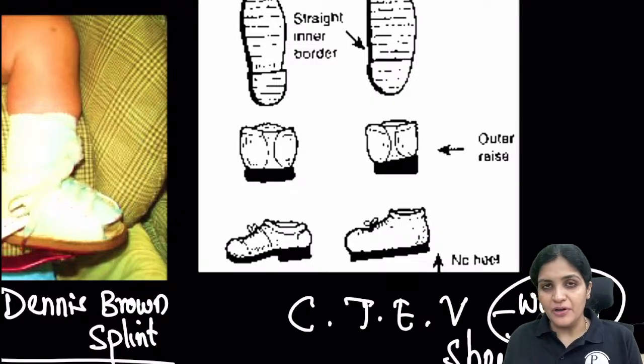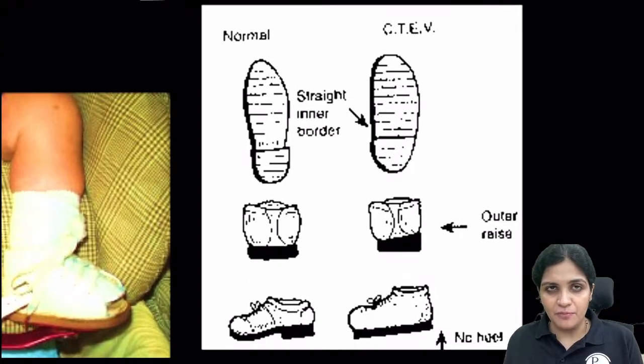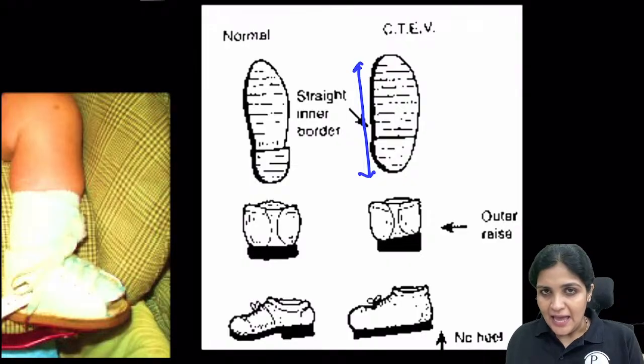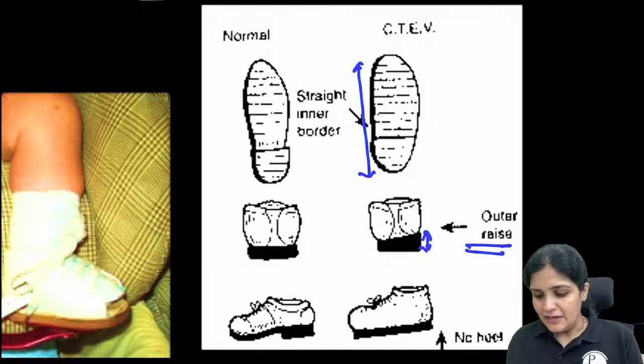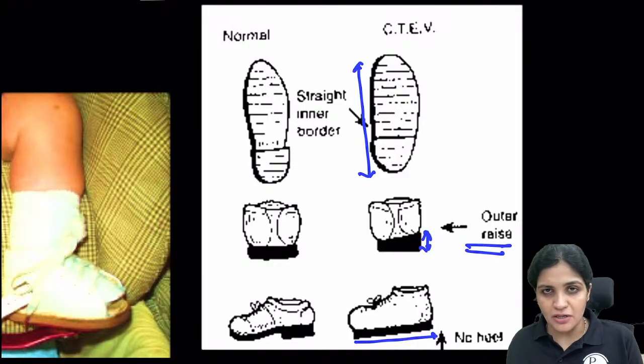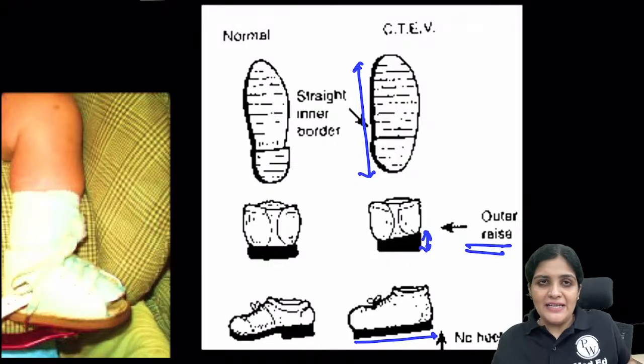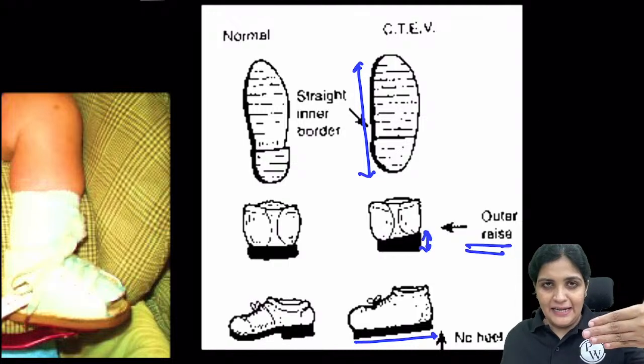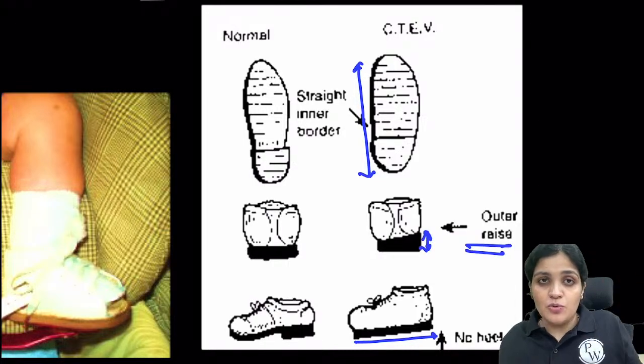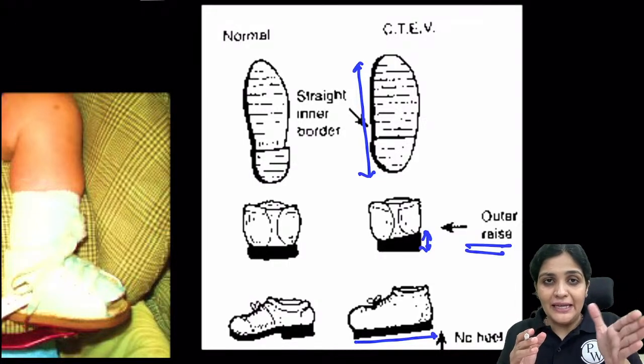So what is the importance of CTEV shoes? How are they different from the normal? You have to remember 3 important things. So first is the straight inner border, right? The inner border will be usually straight and there will be an outer raise. So this is the outer raise and there will be no heel. Understood? So usually what happens is varus is something which is going inside like this, right? So you don't want the varus to happen. Hence you will put the straight inner border.